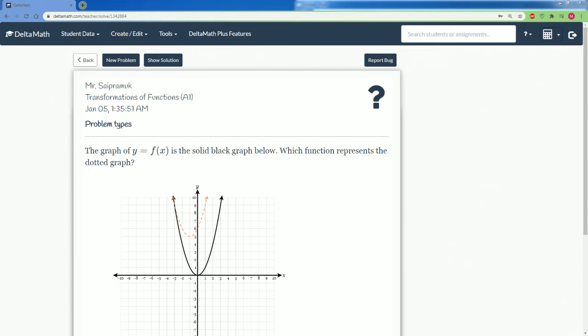Welcome, this is the Delta Math solution tutorial. This is going to be covering transformation of a function a1.